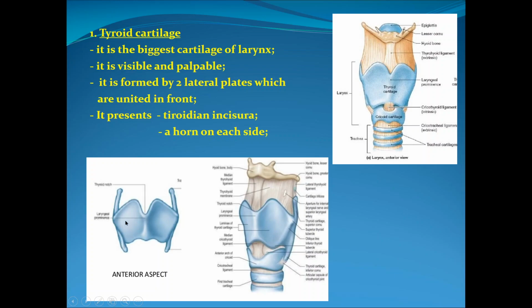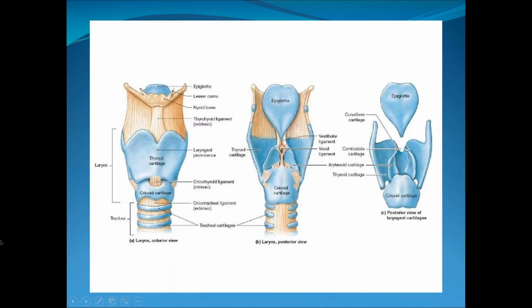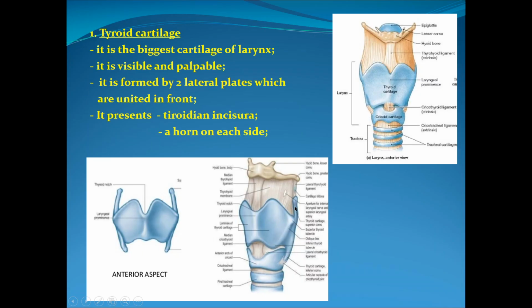Attention, these two plates are connected just in front. Behind, there is a space there. That space, if we turn back a little to that picture, look at it. So this is posterior view. The space between the plates is covered just in the lower part by the cricoid cartilage. Okay, good. Let's go back.